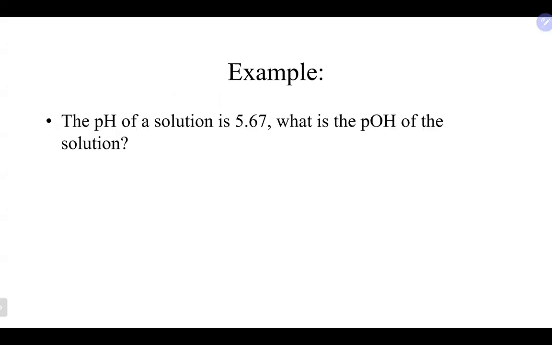So let's try a couple more here. Just make sure. The pH of a solution is 5.67. Calculate the POH and also calculate the H plus and OH minus.